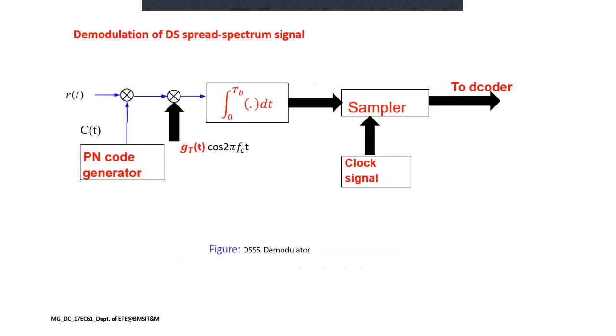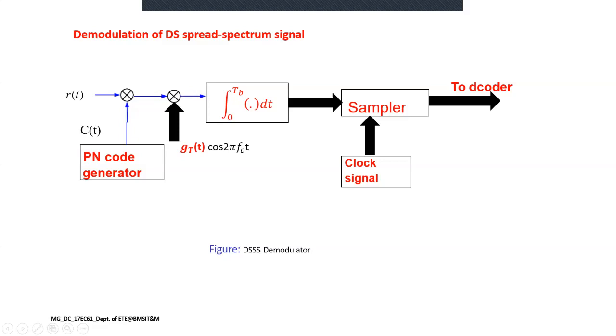So this is about the demodulation of direct sequence spread spectrum signal. As we are aware, in demodulation again we use the correlator. See here, r(t) is the received spread spectrum signal, which is again multiplied with the pseudo-noise code. Then the output of that will be multiplied with g(t) cos 2πf_c t, then integrated. This part is the correlator.